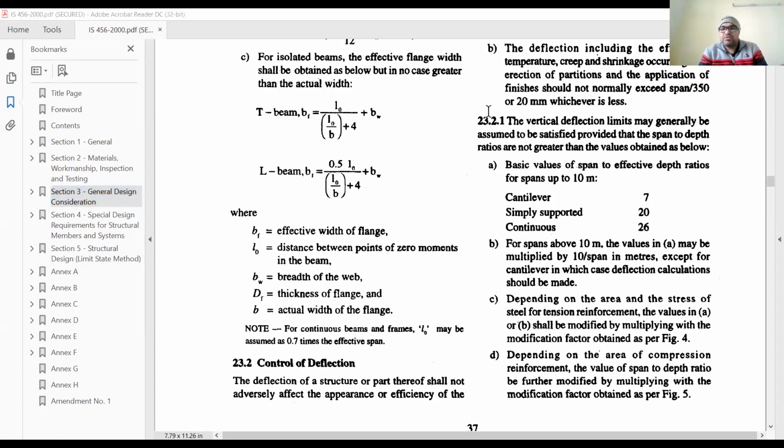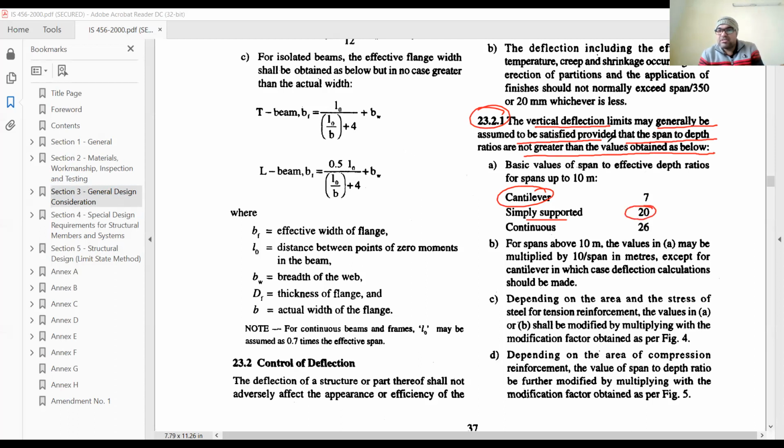So this is the clause, and it says the vertical deflection limit may generally be assumed to be satisfied provided that the span to depth ratio is not greater than the values obtained as below. For cantilever, it is 7. For simply supported, it is 20. For continuous, it is 26. Because our slab is simply supported, we will consider this one.